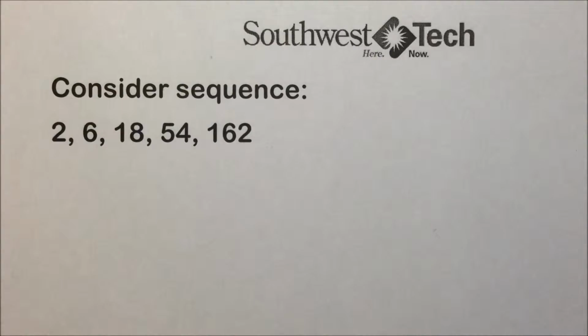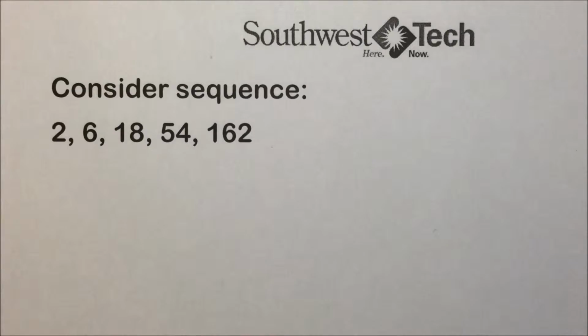Intermediate Algebra Section 11.3 Geometric Sequences. In an arithmetic sequence, a certain number is added to each term to get the next term. When each term in a sequence is multiplied by a certain fixed number to get the next term, the sequence is geometric. Consider this sequence shown here.